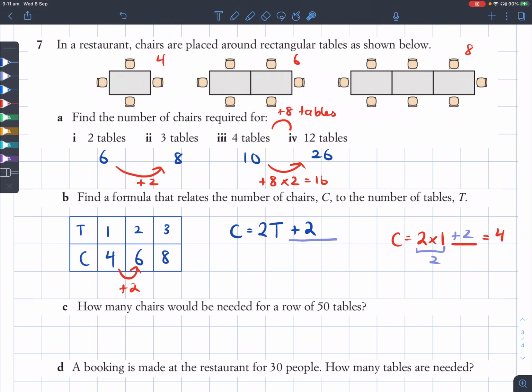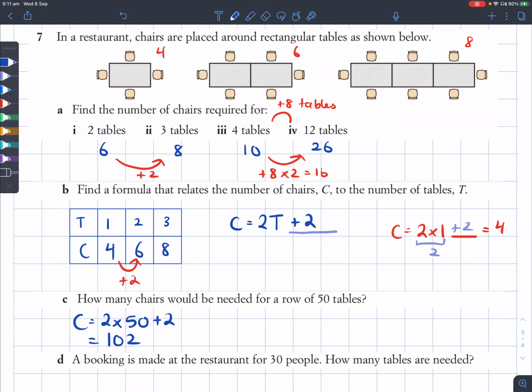How many chairs would be needed for a row of 50 tables? So 50 tables refers to the letter T. We're going to replace T by 50 and add it with 2. 2 times 50 is 100, plus 2 is 102.